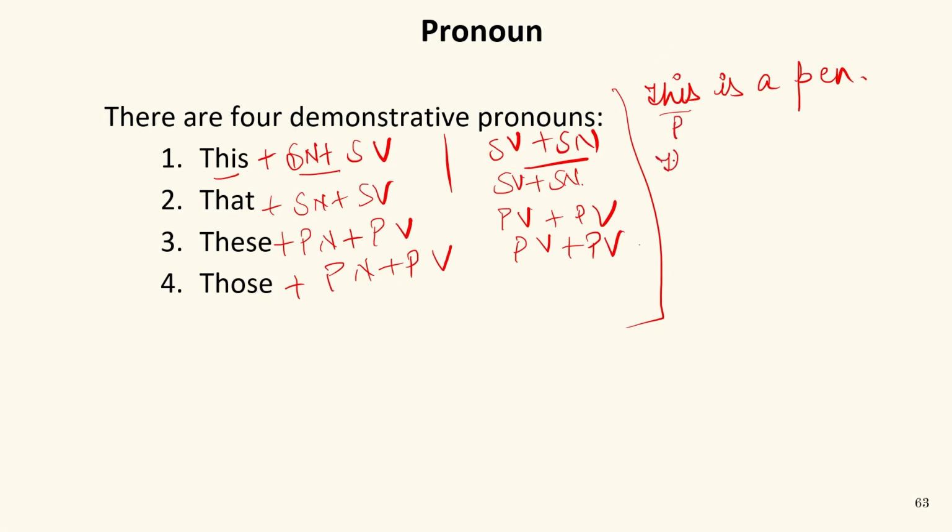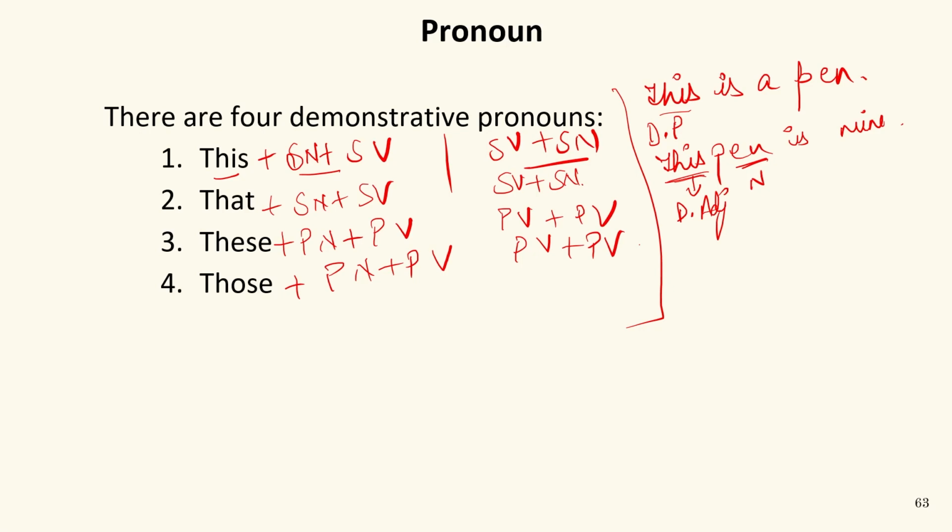But if I say this pen is mine, pen is a noun and it is preceded by the word this. This is a demonstrative adjective, whereas in the earlier sentence this is a demonstrative pronoun. So this is the difference between demonstrative pronoun and demonstrative adjective.